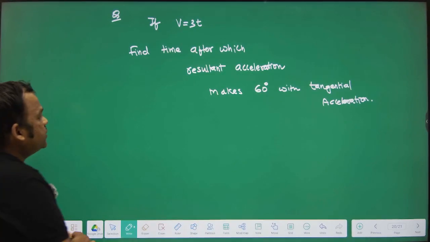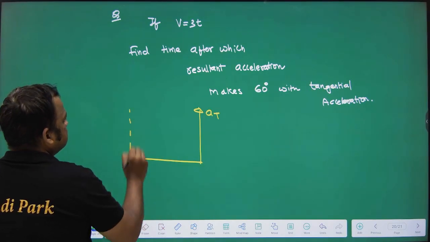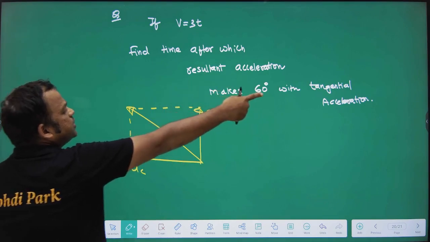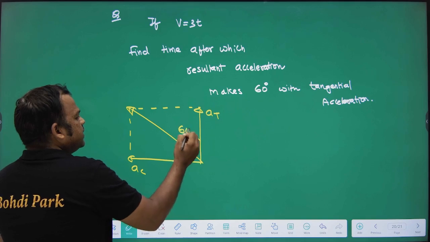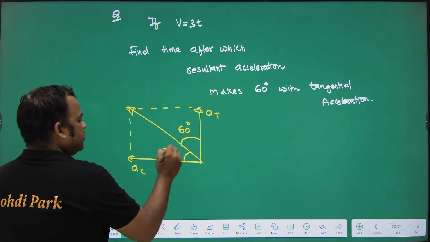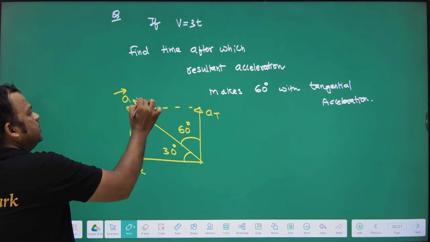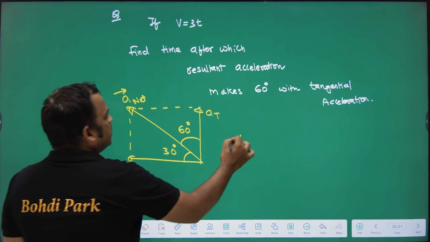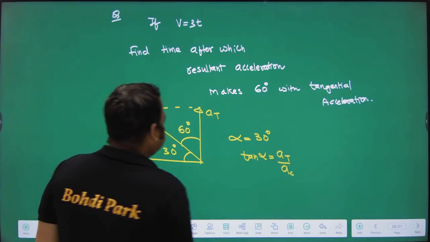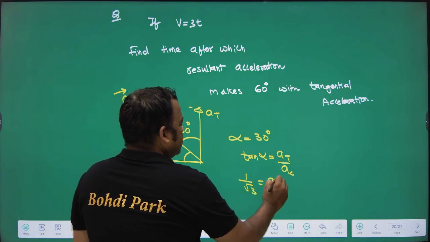So in this particular question we have AT and AC. When this situation occurs, the resultant acceleration makes 60 degree with tangential acceleration. So how much angle will it make with the AC vector? It will be 30 degree, because the AT vector and AC vector are perpendicular. So the resultant acceleration is making 30 with the AC vector. So we have alpha is equal to 30 degree, and the formula is tan alpha is equal to AT by AC. Now tan alpha means tan 30, which is 1 by root 3, equal to AT by AC.